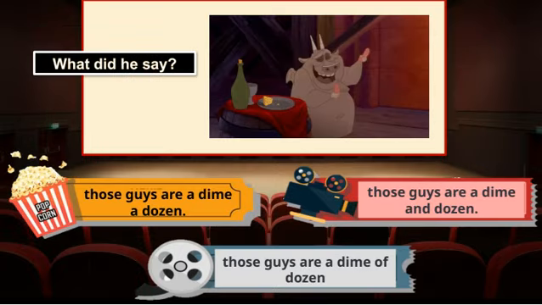What did he say? Well, this slide highlights a common phrase we hear often. "Those guys are a dime a dozen." It's an idiomatic way of saying that these people are very common, easily found, or not particularly special. Sometimes you'll see it written incorrectly, but "a dime a dozen" is the proper form. The key point here is understanding what this expression really means.